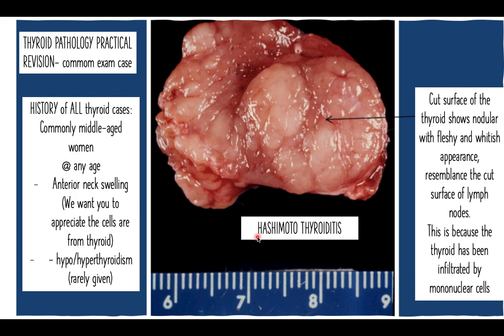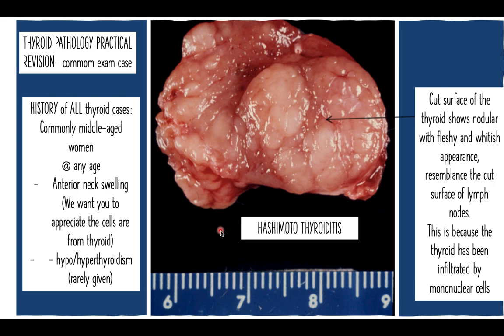But for all thyroid cases, the history normally they will give you middle-aged women or sometimes any age with anterior neck swelling, or very rarely they give you hypo or hyperthyroidism, because we wanted you to appreciate the thyroid cells without telling you that the cells are from the thyroid.